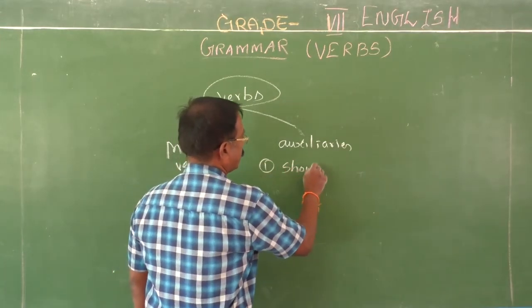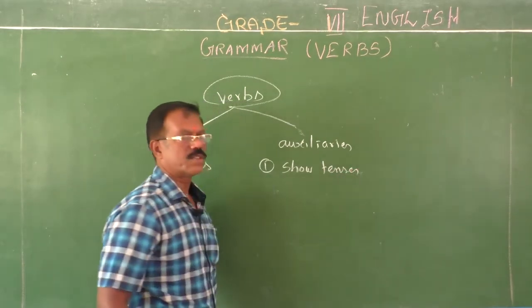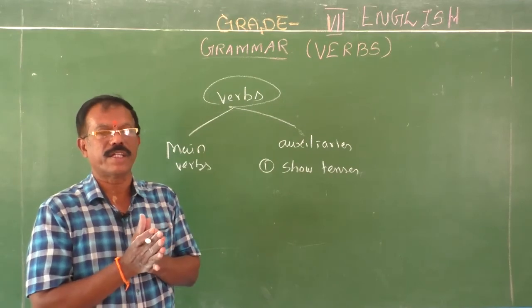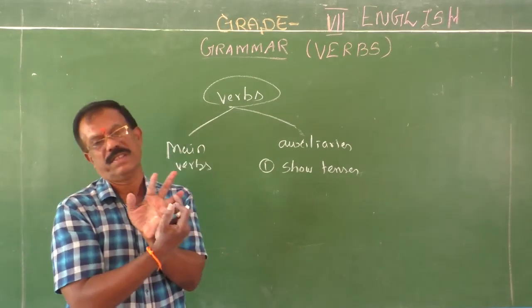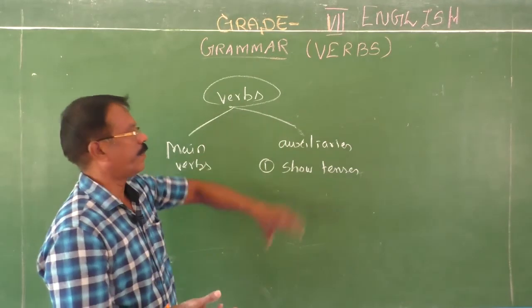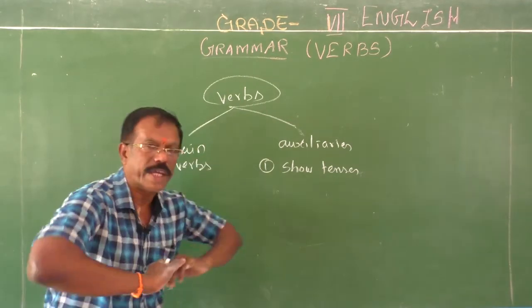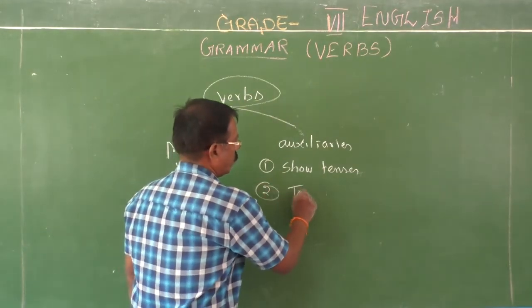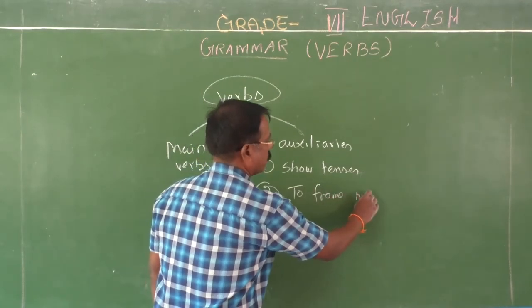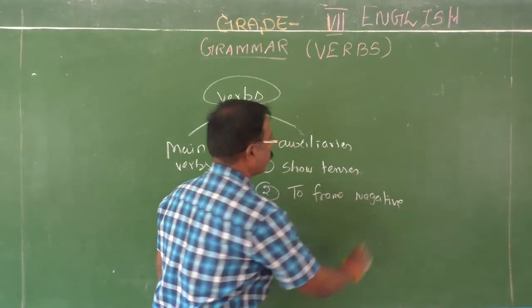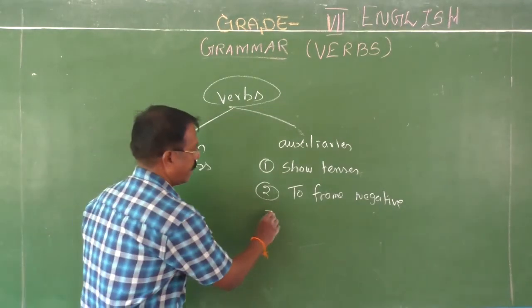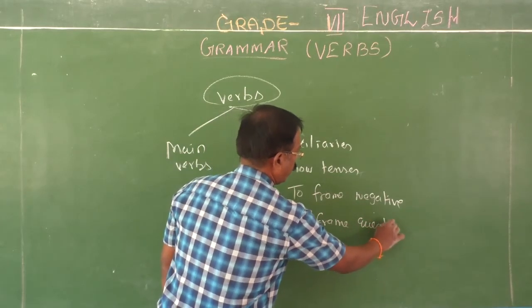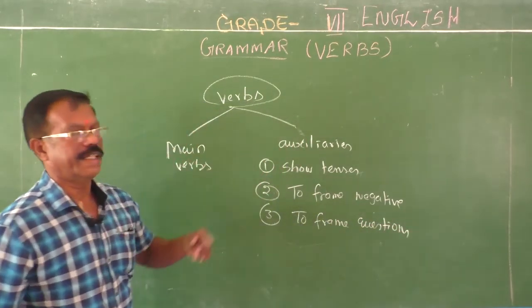show tenses. Without auxiliaries, you cannot show the tense form of the verbs. For example, eat. With the help of main verbs, you can show only two tenses, present and past. For the remaining tenses, you have to depend upon auxiliaries. Then, to frame negatives. Negative sentences you cannot frame without the help of auxiliaries. And then, to frame questions, for that also you need auxiliaries.